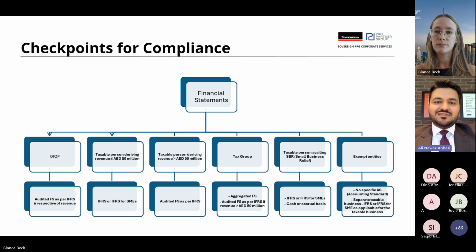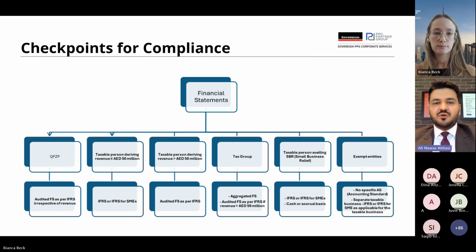Okay, what kind of financial statements do companies need and what are the thresholds for audit? If you are a free zone person and want to avail the 0% regime, then you need to prepare audited financial statements as per IFRS, irrespective of any revenue threshold. If you are a taxable person who derives revenue of less than 50 million dirhams, then audit is not mandatory for you. However, you still need to prepare accounts either as per IFRS or IFRS for SMEs.